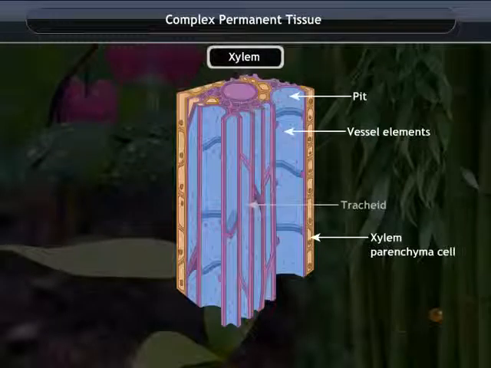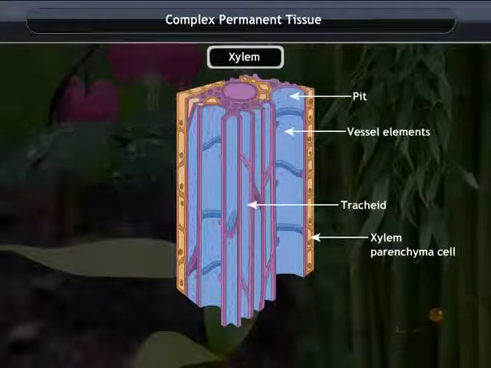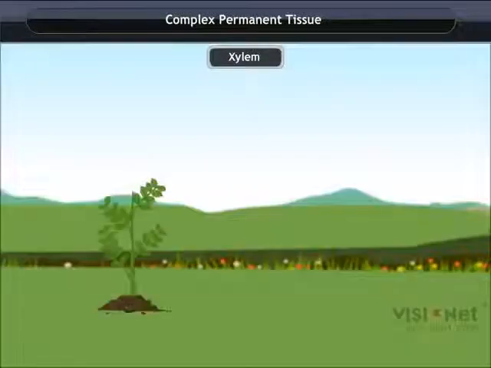Tracheids and vessels are tubular in structure. They allow transport of water and minerals vertically through them. Xylem fibers are mainly supportive in function.